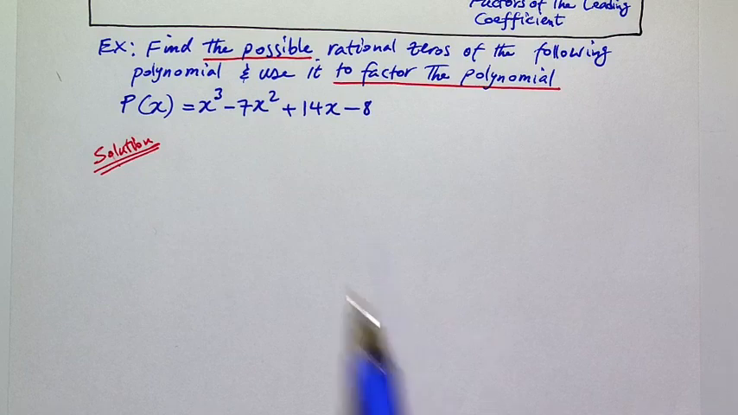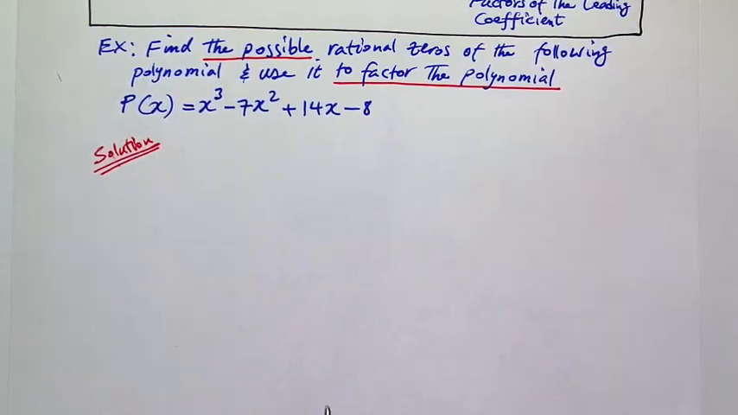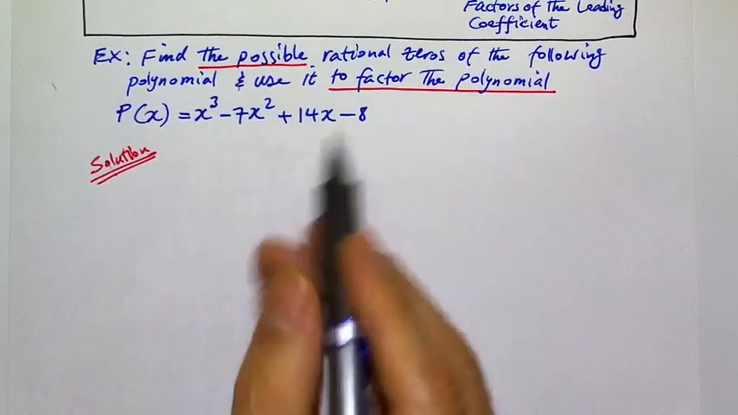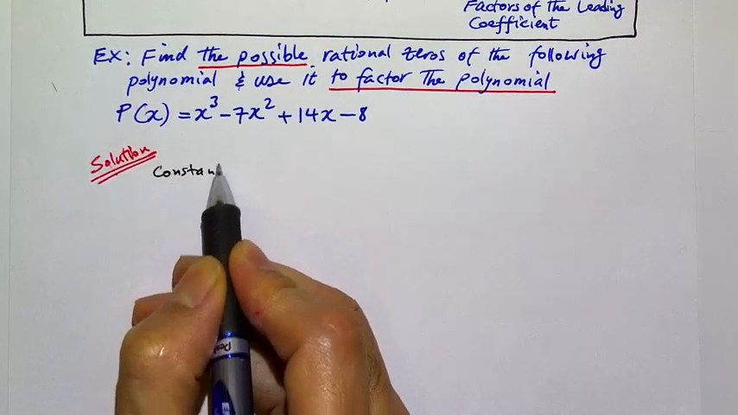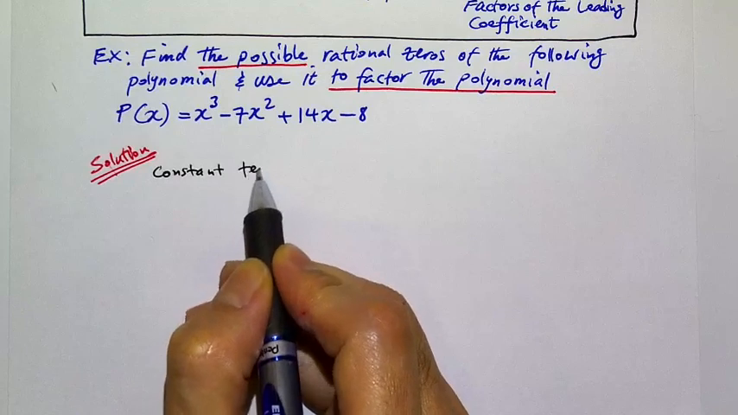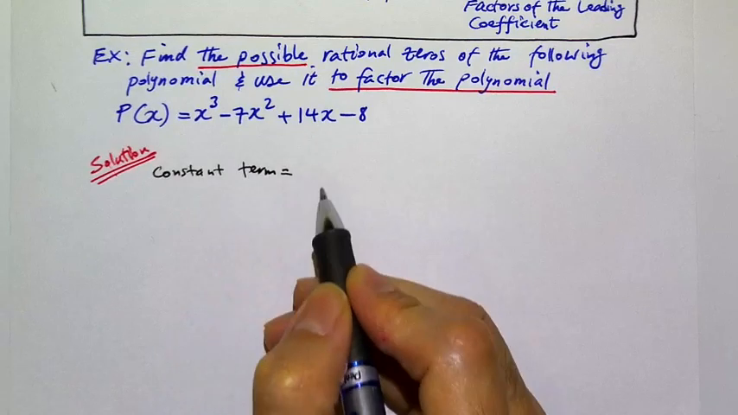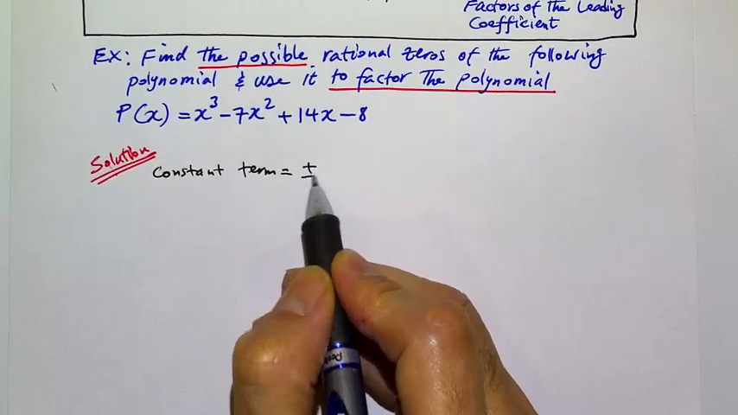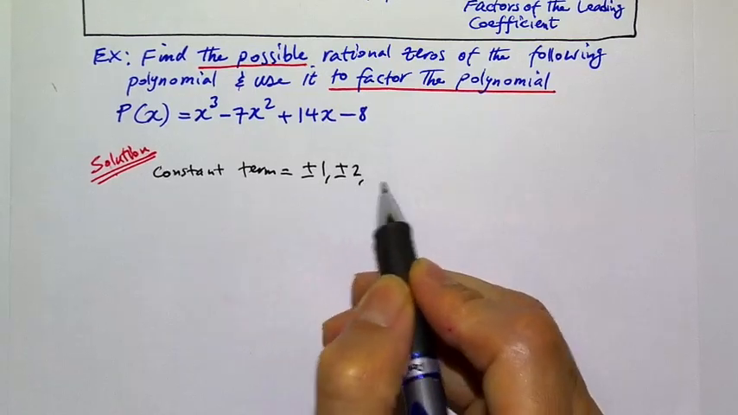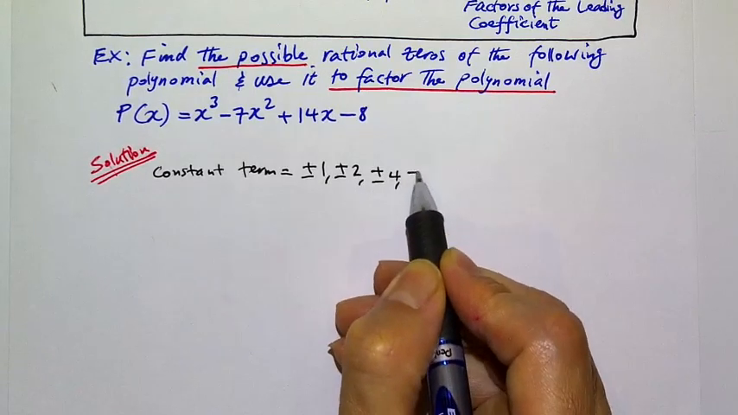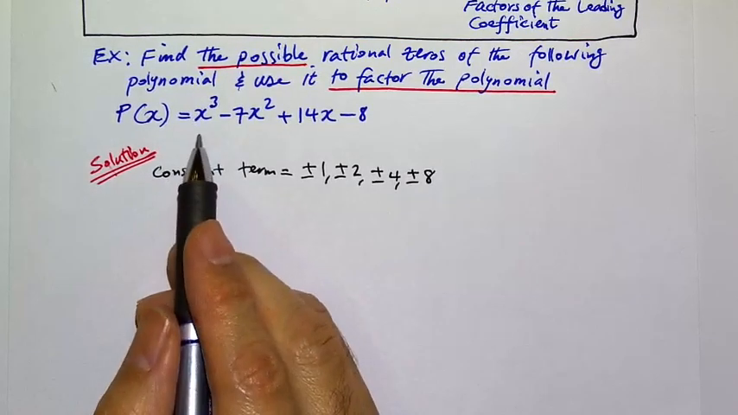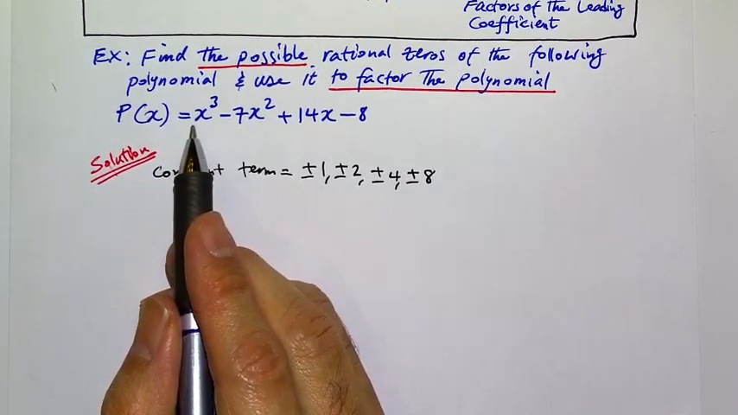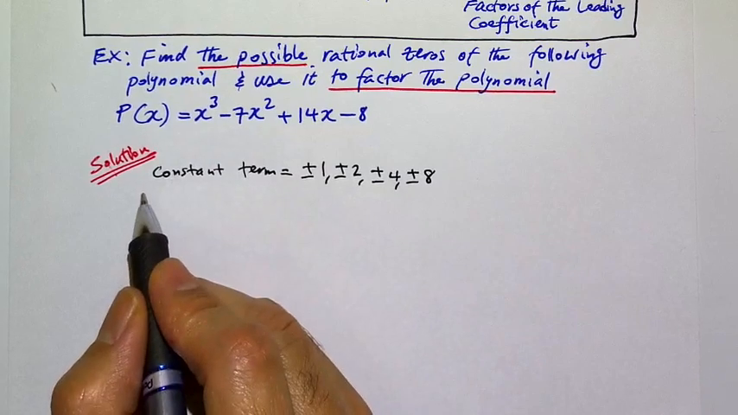All right, so the constant term in this case is the -8. Let's find all the factors of it. So we have ±1, ±2, ±4, ±8. And then, of course, the leading coefficient is 1, so the factors of 1 are ±1.